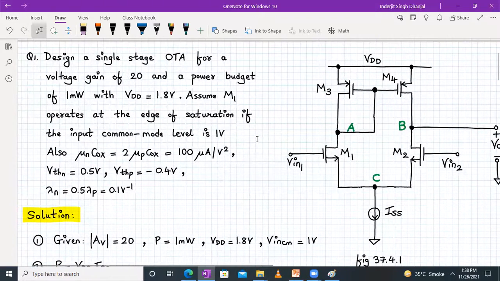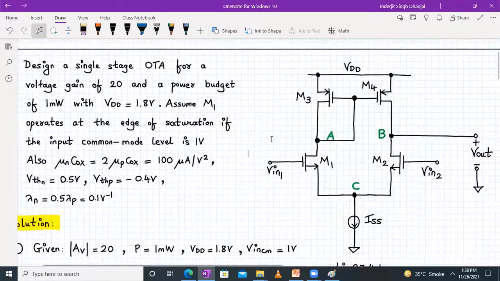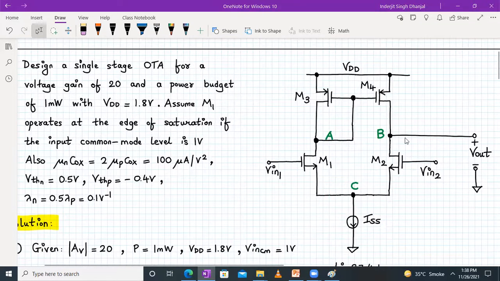And now the transistor parameters are mu n Cox is twice mu p Cox, which is 100 microampere per volt square. And VTN value is given as 0.5 volt. VTP value is given as minus 0.4 volt. And lambda n is equal to 0.5 times lambda p, which is given as 0.1. So let us begin with the design.